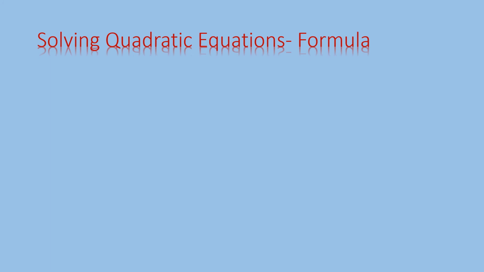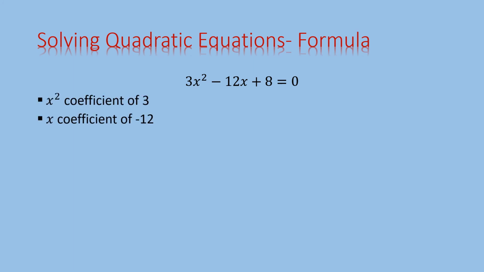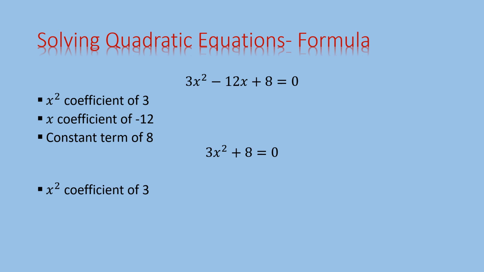Solving a quadratic equation by using the formula. A quadratic equation contains three coefficients. For example, in this equation, x squared has a coefficient of 3, x has a coefficient of minus 12, and the constant term is 8. For some equations like 3x squared plus 8 equals 0, x squared has a coefficient of 3, x has a coefficient of 0, and the constant term is 8.